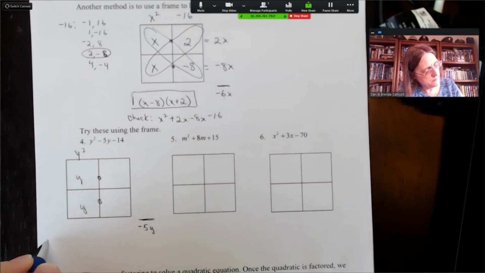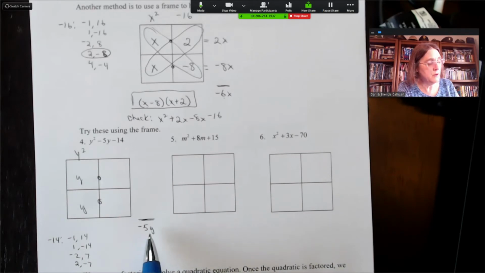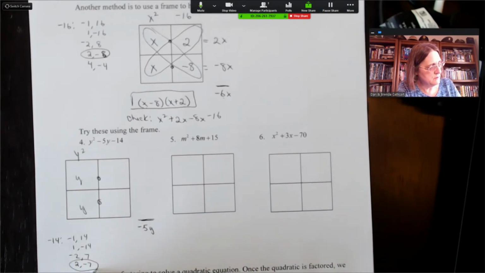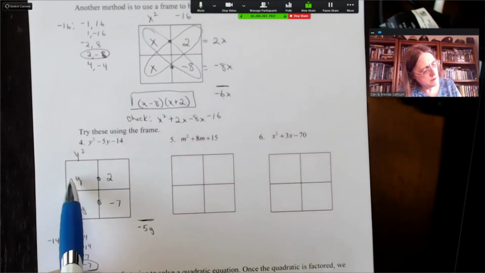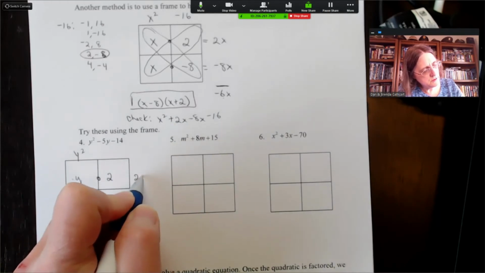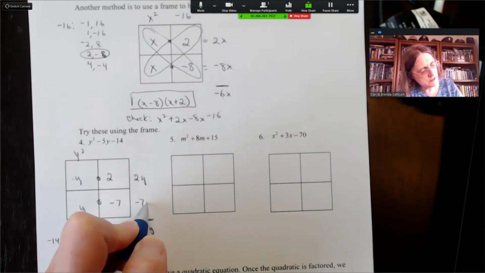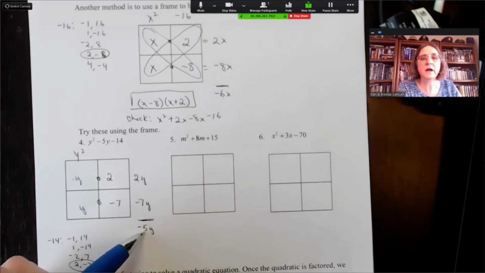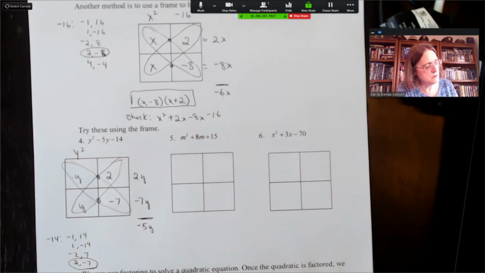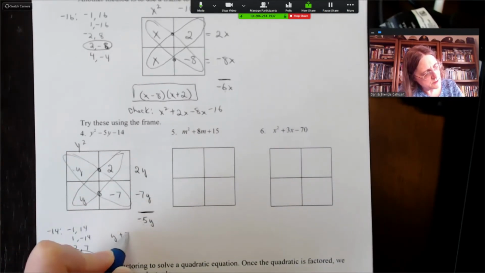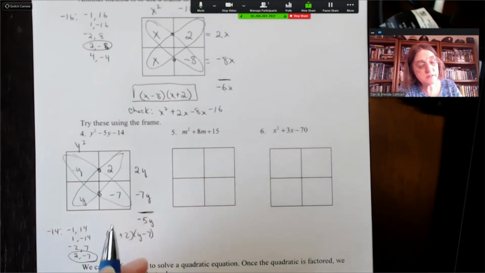We have factors of negative 14: negative 1 and 14, 1 and negative 14, negative 2 and 7, and 2 and negative 7. Our goal is to add to negative 5. Looking at those pairs, I see 2 and negative 7. Y times 2 is 2y. Y times negative 7 is negative 7y. These two add to negative 5y. So the two binomial factors are y plus 2 and y minus 7.